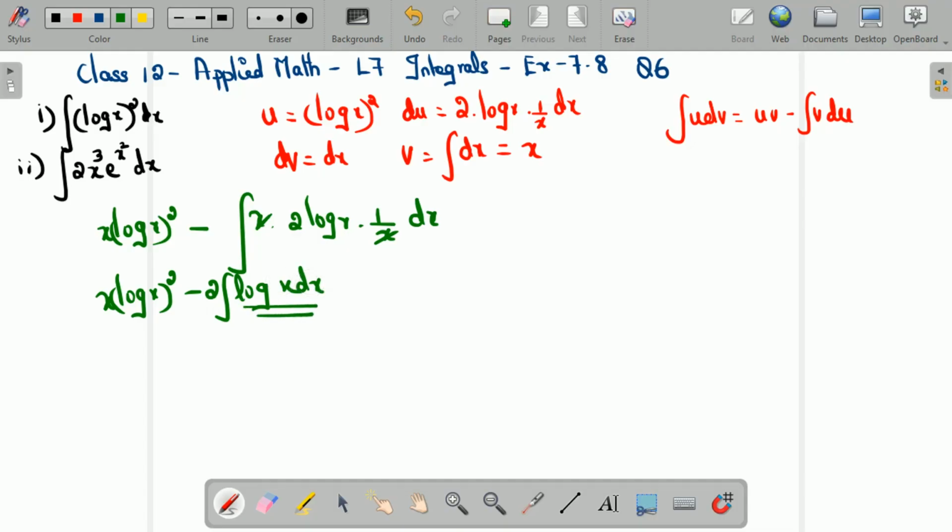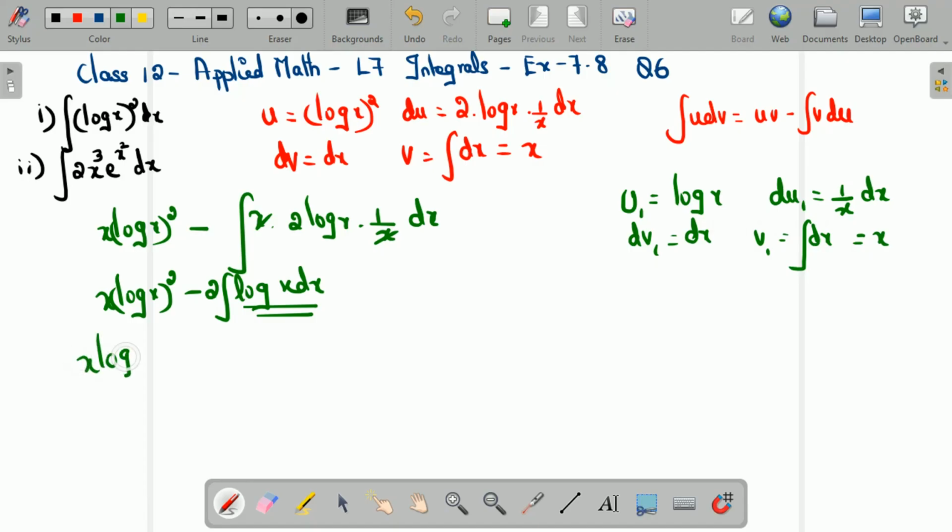Now here again we have to do u dv. So let's identify the u1. So u1 is going to be equal to log x, which means du1 is equal to 1 by x dx. dv1 is going to be equal to dx, which means v1 is integral of dx, which is x. So now we can substitute in this formula.